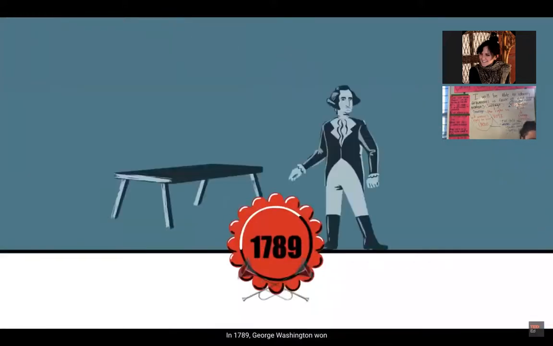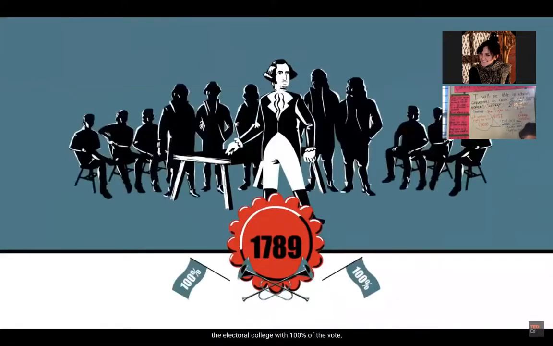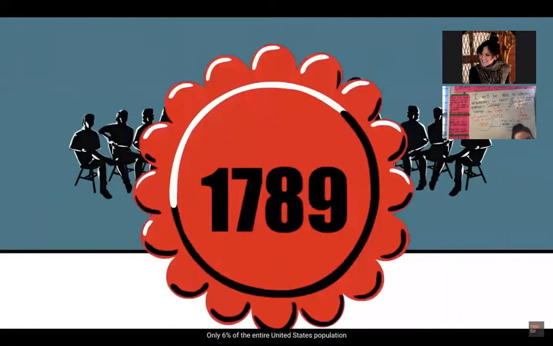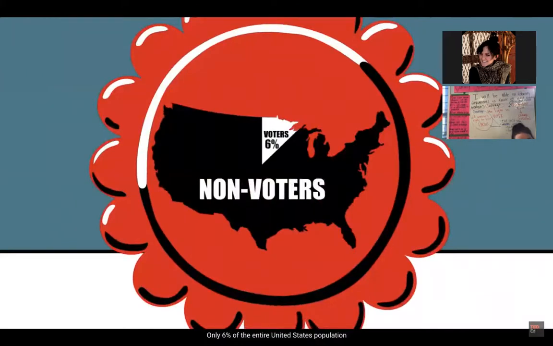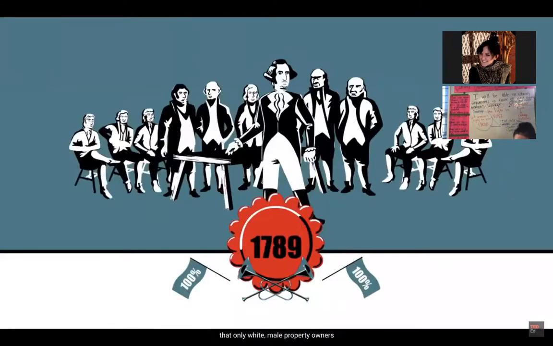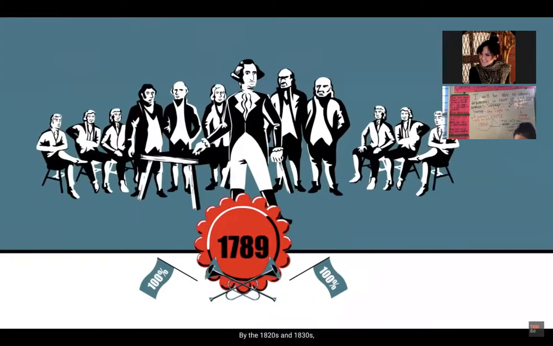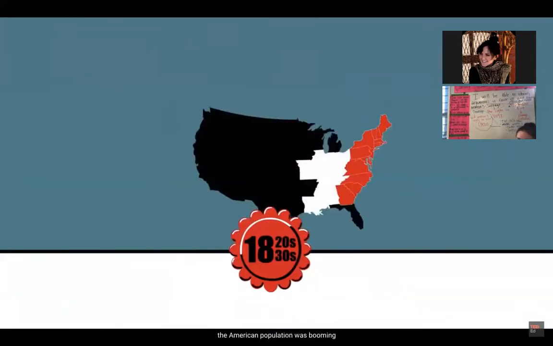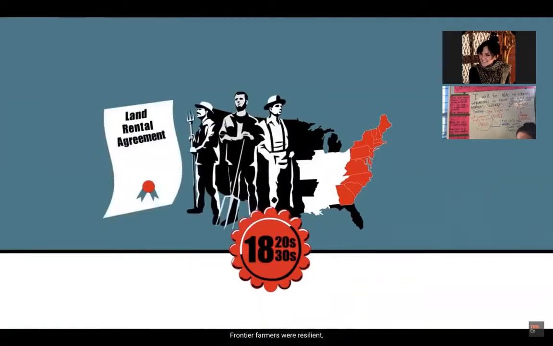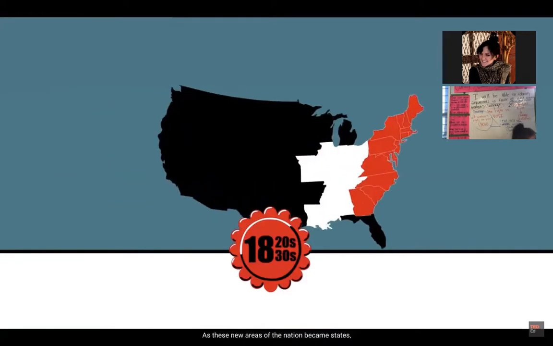In 1789, George Washington won the Electoral College with 100% of the vote. But whose vote was it? Probably not yours. Only 6% of the entire United States population was allowed to vote at all. Voting was a right that only white male property owners were allowed to exercise. By the 1820s and 1830s, the American population was booming from the East Coast into the Western frontier. Frontier farmers were resilient, self-reliant, and mostly ineligible to vote because they did not own land. As these new areas of the nation became states, they typically left out the property requirement for voting.